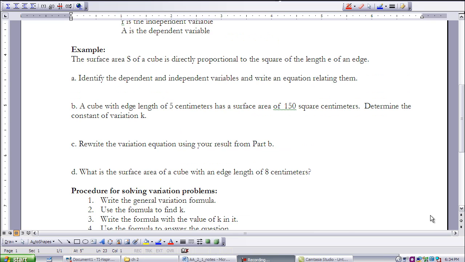I would like to work through our first variation problem together. We're going to look at the surface area of a cube. The surface area S of a cube is directly proportional to the square of the length E of an edge. The first thing I want you to do is identify the dependent and independent variables and write an equation relating them.